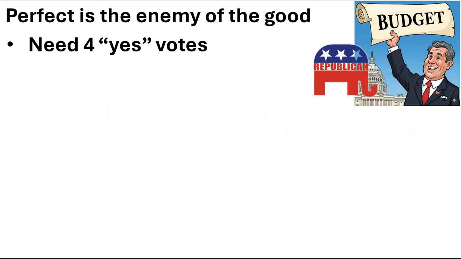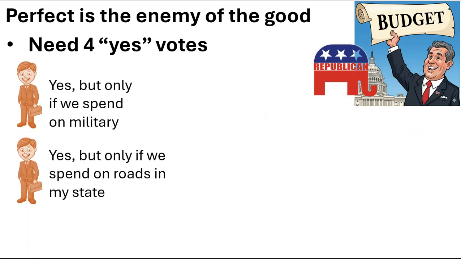But they had to get enough people to vote for it. And so they had a couple of Republicans that said, yes, I will vote yes on your new budget, but only if we continue to spend money on the military. I'll give you my yes vote, but we can't cut the military spending. You can cut everywhere else, but you can't cut military. And I'll vote yes. And another Republican congressman said, yes, I agree.